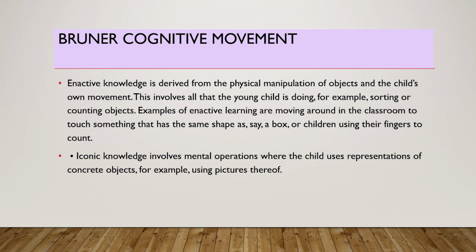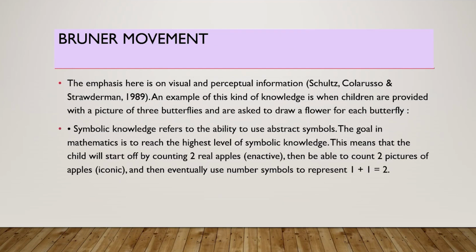Iconic knowledge is the one where there's a mental operation happening. Children use representations of concrete objects, for example, using pictures thereof. The emphasis here is on visual and perceptual information. An example of this kind of knowledge is when children are provided with a picture of 3 butterflies and asked to draw a flower for each.